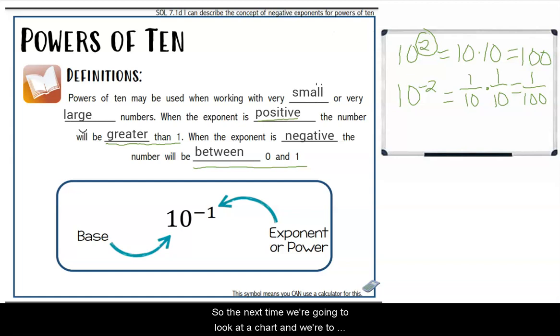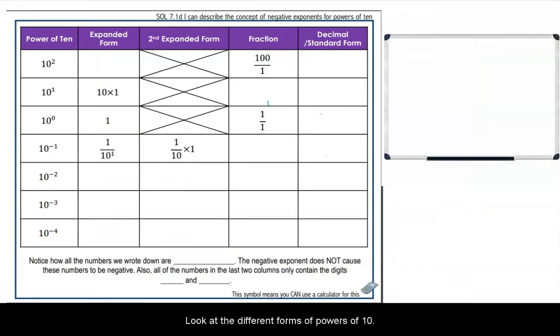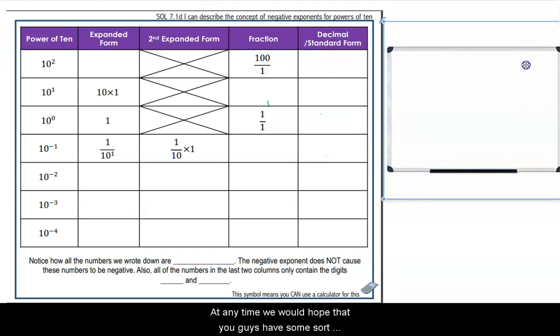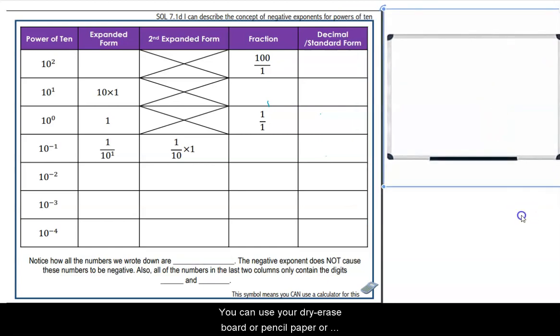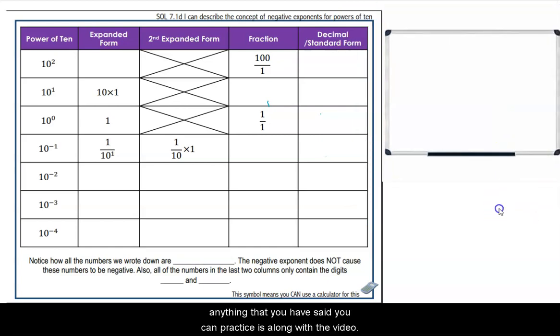So on the next slide, we're going to look at a chart, and we're going to see if we can look at some patterns as we look at the different forms of powers of 10. At any time, I would hope that you guys have some sort of writing tools. You can use your dry erase board or pencil and paper or anything that you have so that you can practice this along with the video.